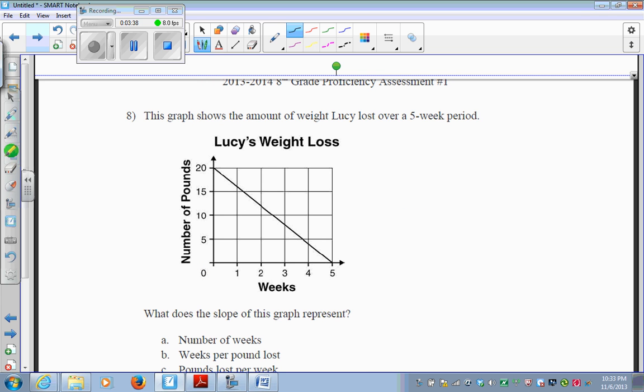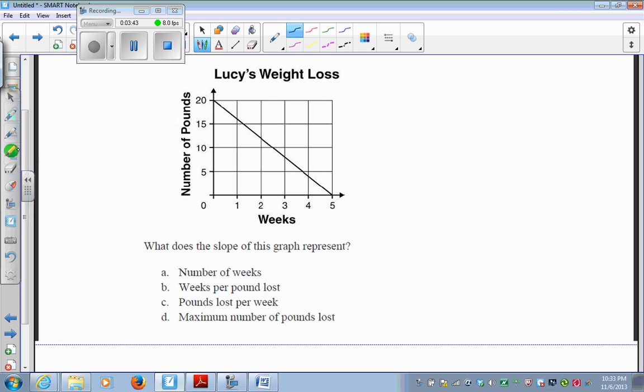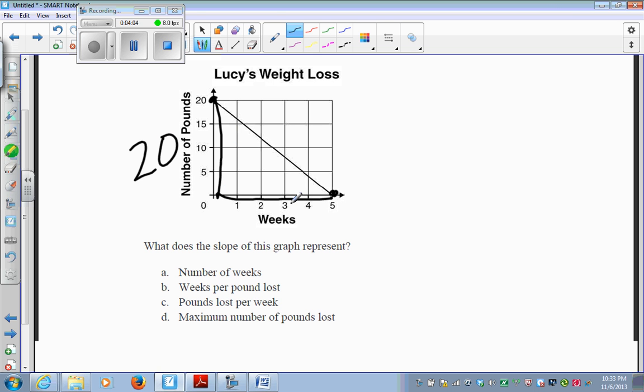Number 8, this graph shows the amount of weight Lucy lost over a 5-week period. What does the slope of the graph represent? Remember, the slope is the rate of change. So when you figure out your rate of change, I'm just going to pick these 2 points right here. So to go downward, I went down 20, down to 0. So my change along my y-axis was 20. I went over from 0 to 5. So my change along my x values is 20 over 5. It's 20 pounds for every 5 weeks.